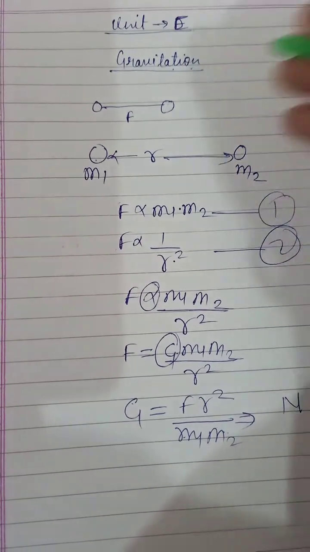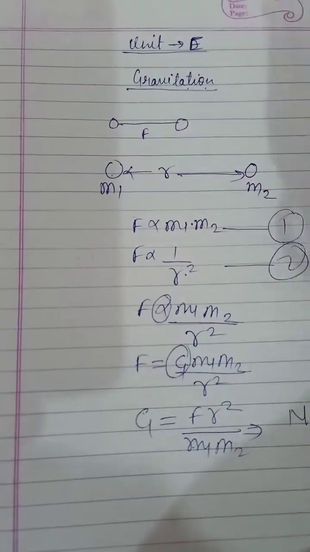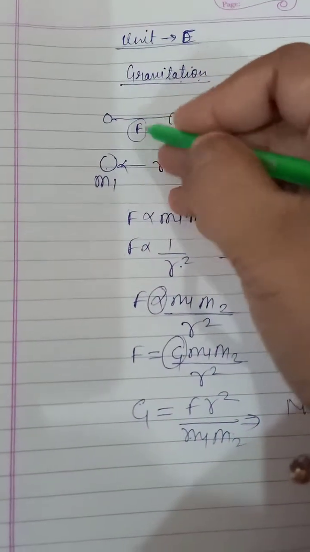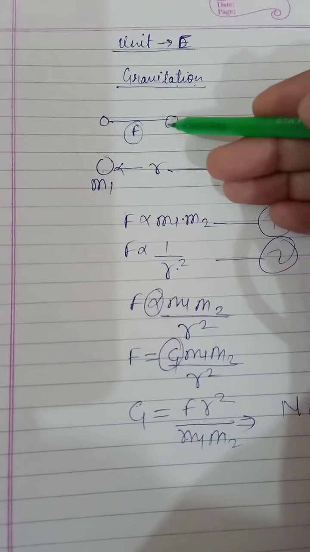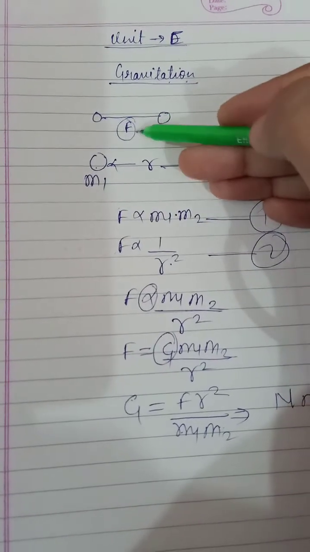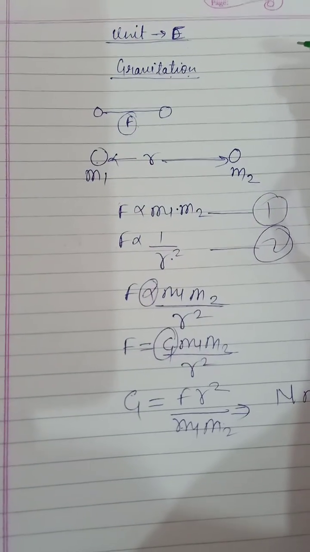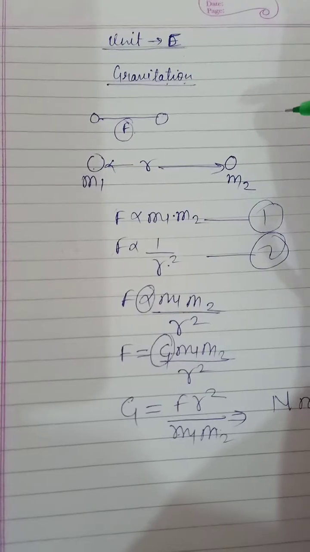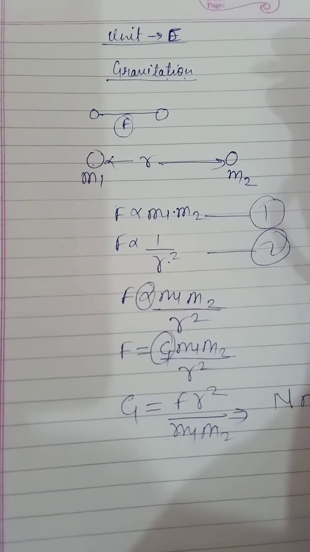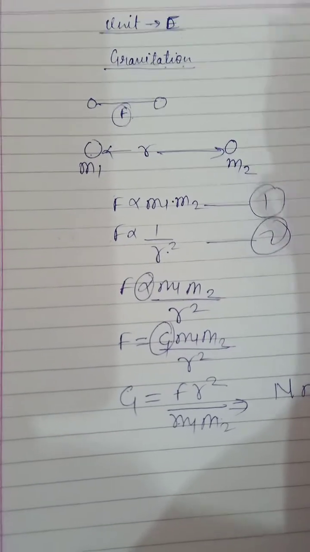As we all know, each particle of the universe is attracted by every other particle with a force of attraction. The force of attraction acting between two masses is called the gravitational force of attraction. For the magnitude of this force, Sir Isaac Newton gave a law which is known as Newton's law of gravitation.